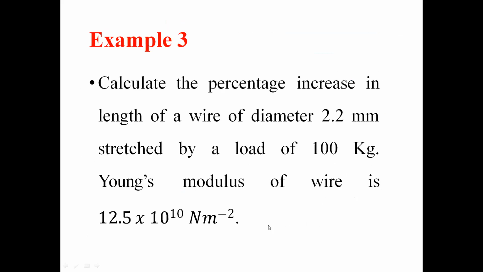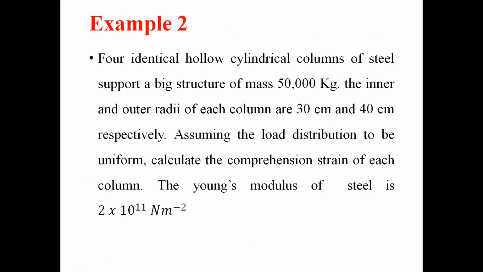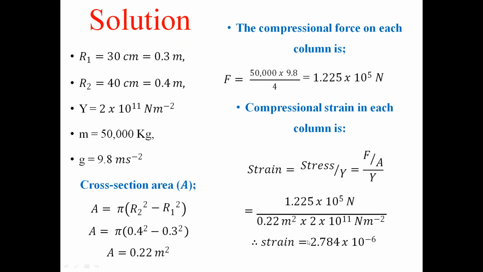This is the solution to calculate the strain in identical hollow cylindrical steel columns of a big structure of mass 50,000 kg. The inner and outer radii of each column are given. The compressive strain of each column will be calculated, and Young's modulus is given. Total strain will be 2.784 into 10 to the power of minus 6.